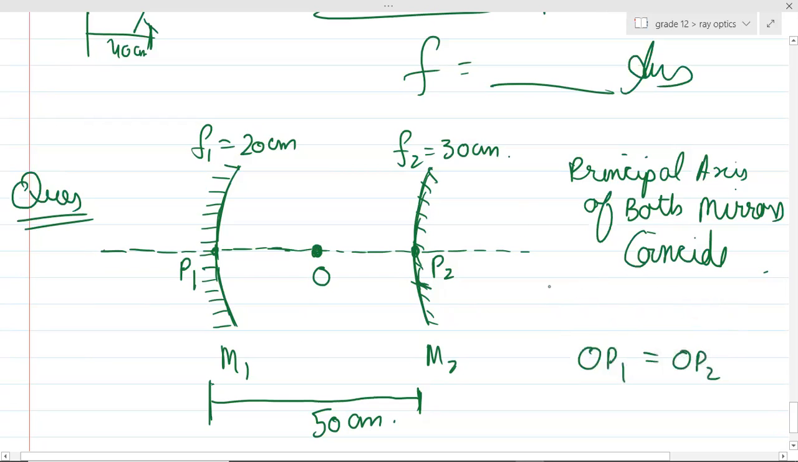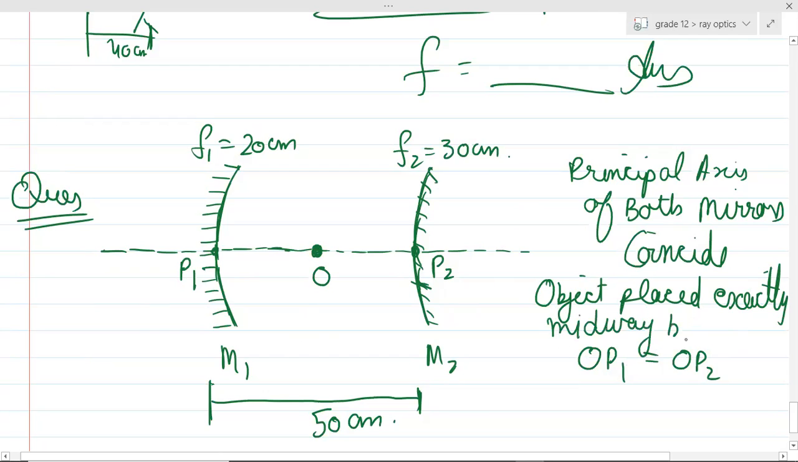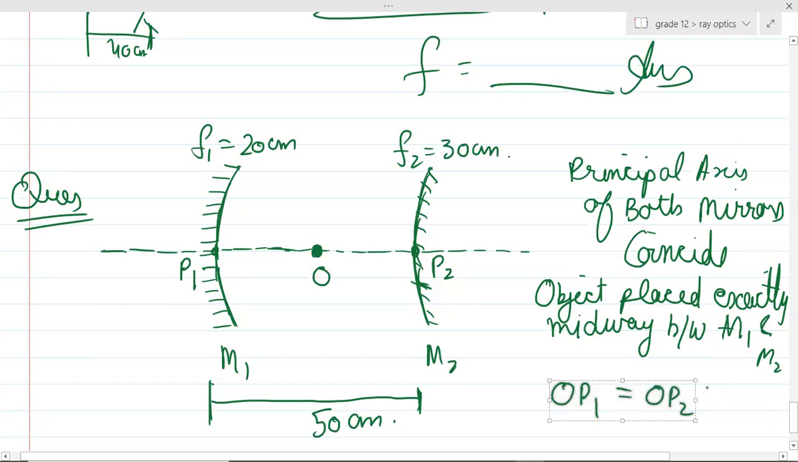Right? Object placed exactly midway between M1 and M2. This is the question given to me, but I'm not writing the whole question. I'm just explaining the situation. So this is given to you, and OP1 and OP2 will be equal to how much?